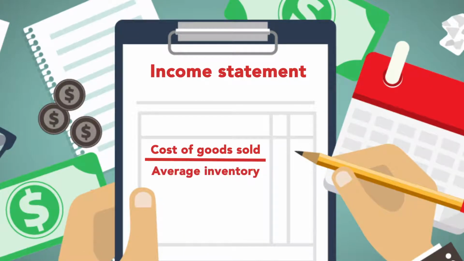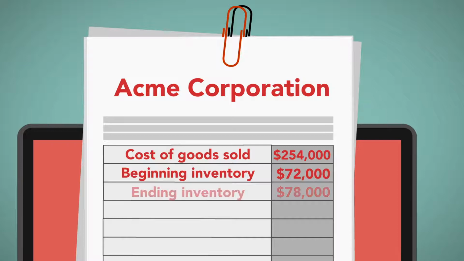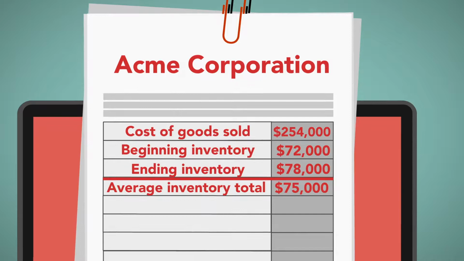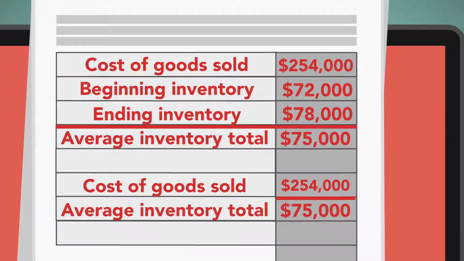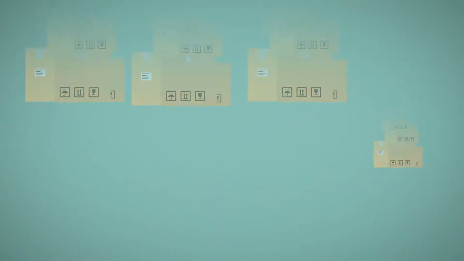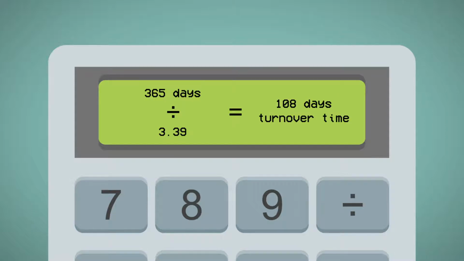For example, assume Acme Corporation's cost of goods sold was $254,000. Its beginning inventory was $72,000, and its ending inventory was $78,000. Its average inventory total was therefore $75,000. Dividing the cost number of $254,000 by the average inventory number of $75,000 gives us 3.39, which means Acme's inventory turned over 3.39 times for the year. Dividing 365 days by 3.39 gives about 108 days as average turnover time.